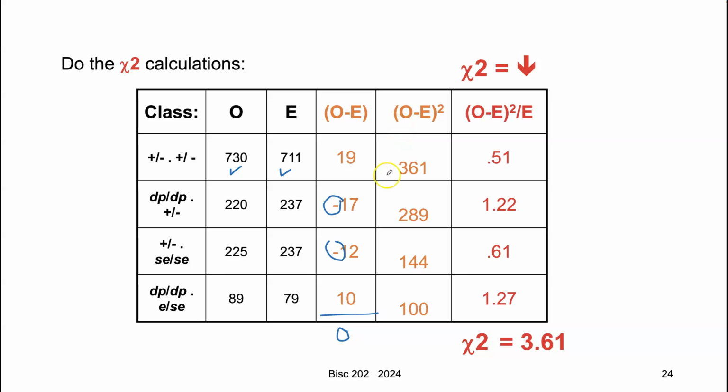Our observed minus expected squared in each case, and then divided by the expected. So this number divided by 711, this divided by 237, this divided by 237, and this divided by 79. And that gives us these numbers. We add them all together, so for the whole experiment, this is our total chi-squared value.